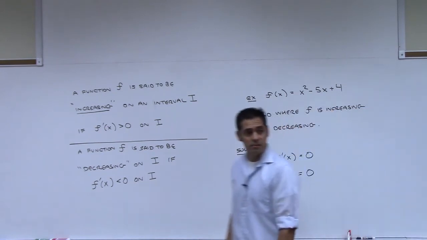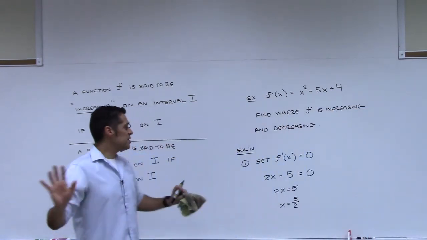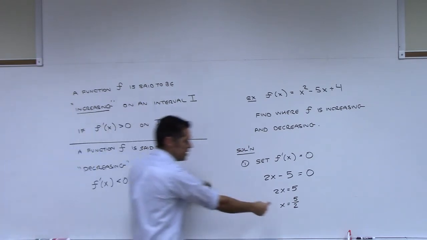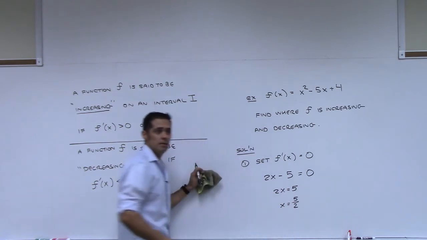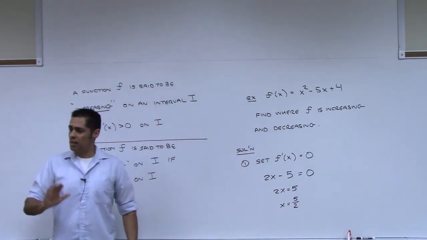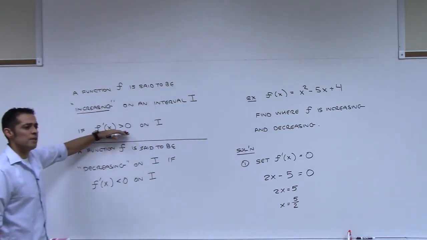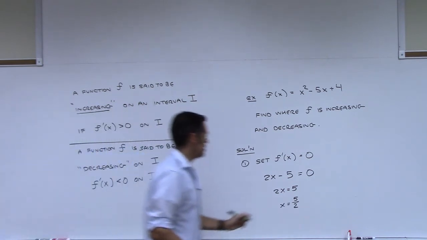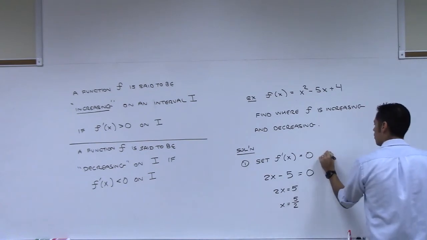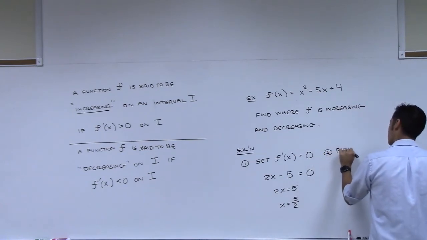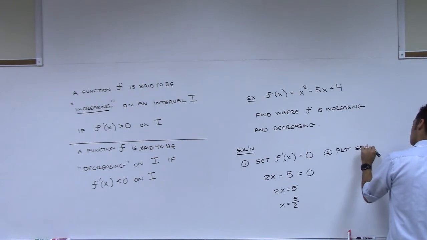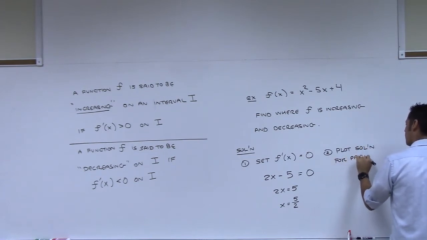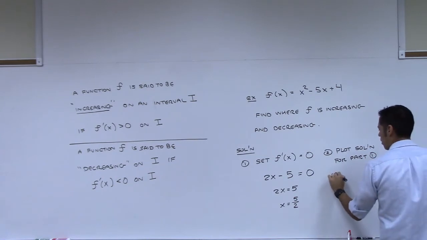Is this okay? Now, all this is telling me is that the derivative is 0 at this x value, right? It's 0, and that's not what we're interested in. We're interested in knowing where the derivative is positive and negative, right? So now what I'm going to do, this is step 2, is I'm going to plot the solution from part 1 on a number line.